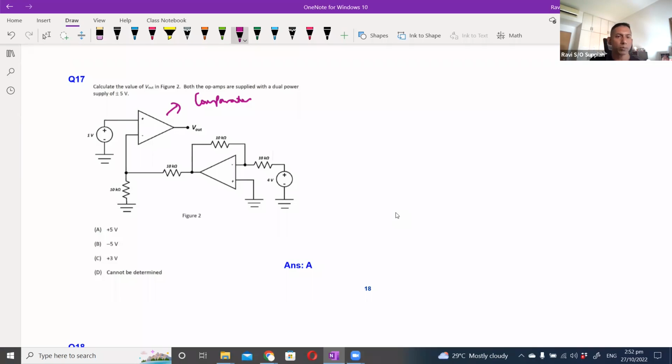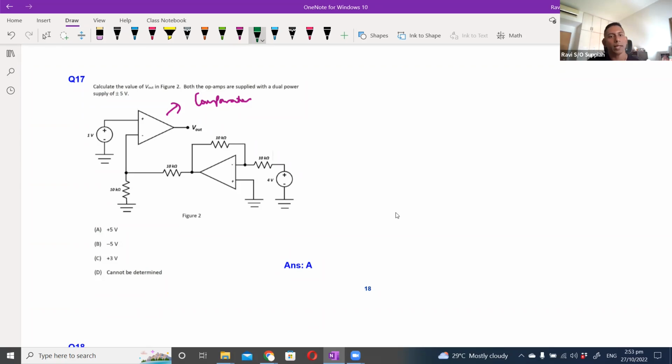When there's no feedback loop in the op amp configuration, that means the output is not connected back to the input, then basically it is a comparator where the output is either based on V plus greater than V minus or V plus smaller than V minus. So what you want to do is find out what is the voltage that we get.